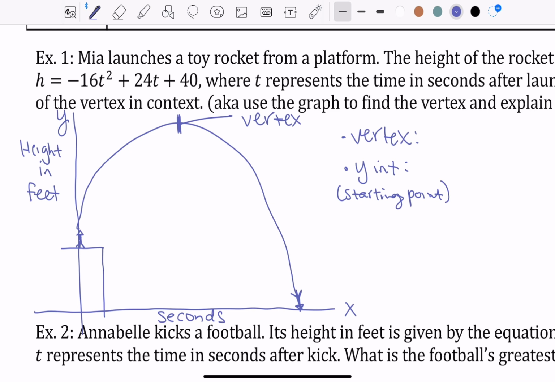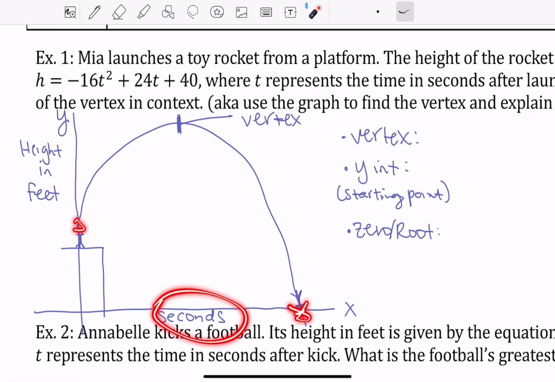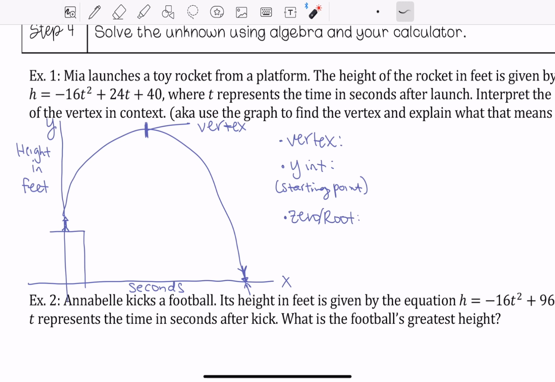And then I'm always going to label the root or the 0. And that's when the object hits the ground again. That would be right here, because that tells me how long it took for whatever my projectile is to be in the air and then to come back down and hit the ground. Because this point here is judging how long in seconds from the start over to where it hit the ground. And the way I'm going to find this is to graph it in my calculator.